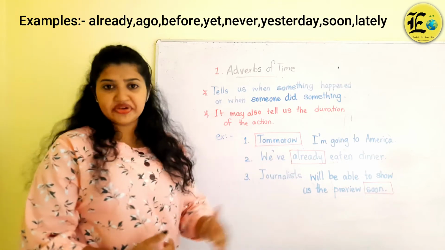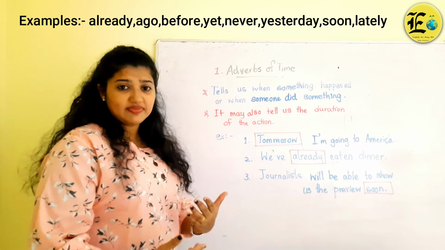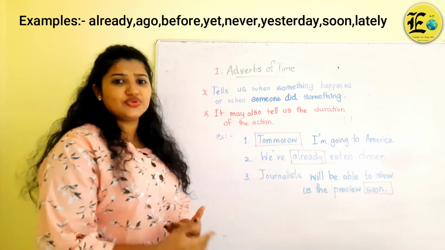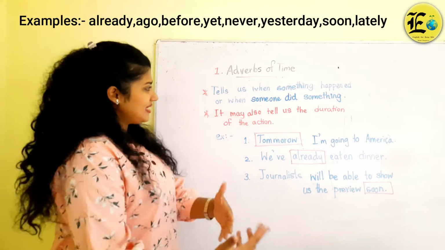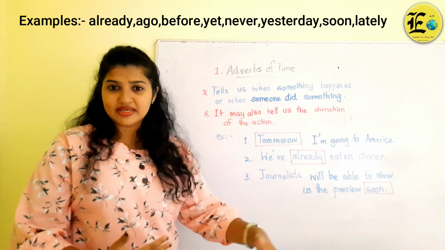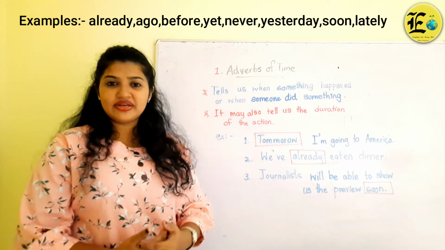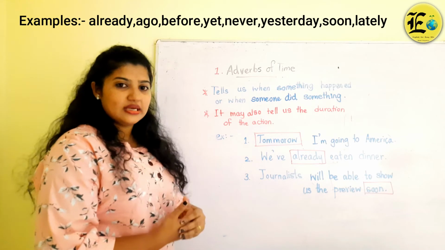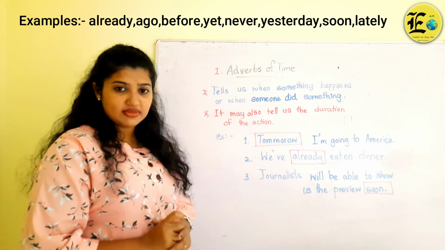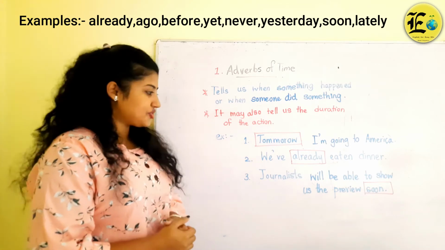Tomorrow, I'm going to America. So it describes when that person is planning to go to America. It describes simply when something has happened. So when is he going to America? He's going to America tomorrow. So we have used the adverb of time to describe the time of the action.